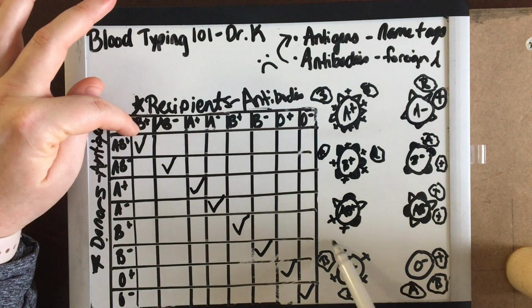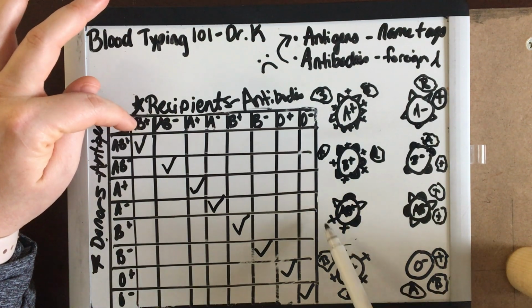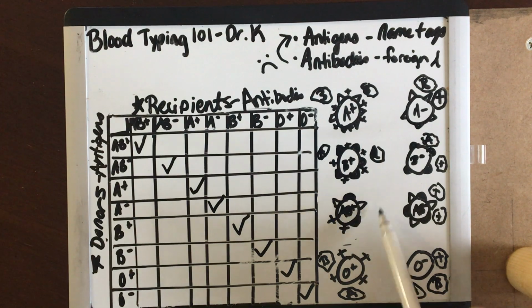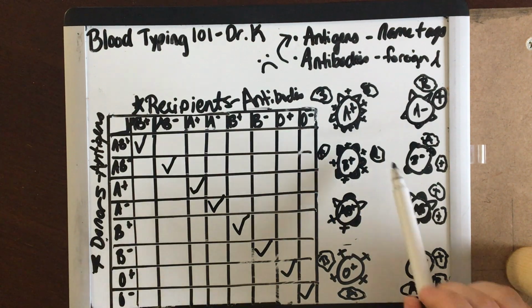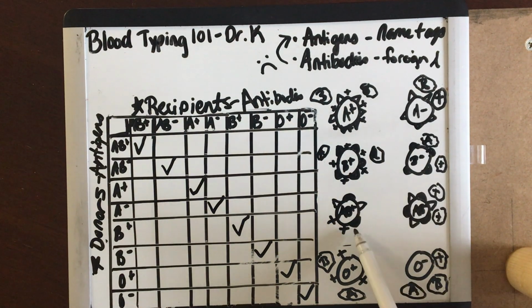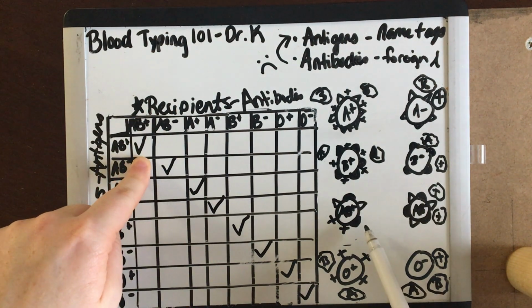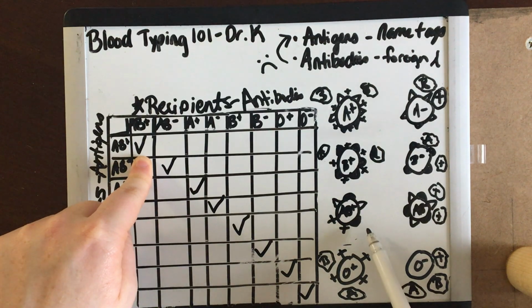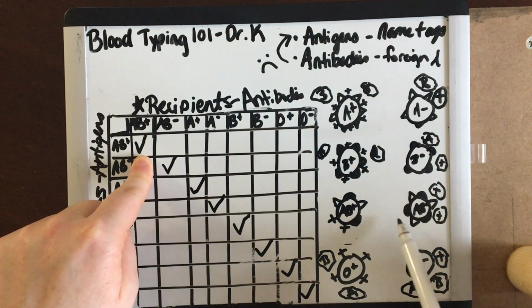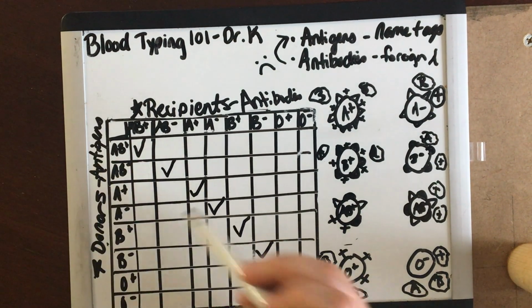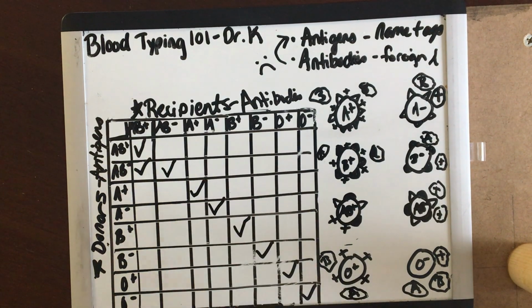So let's look at what floating antibodies AB positive has around. Do you see any floating antibodies around? Well, the answer is no. See, everybody else has floating antibodies, but this person doesn't, the recipient AB positive. So if there's no antibodies, nothing can attack these antigens. And if you won't attack, then you're good to go, okay?